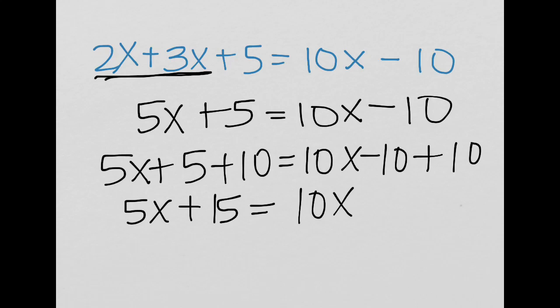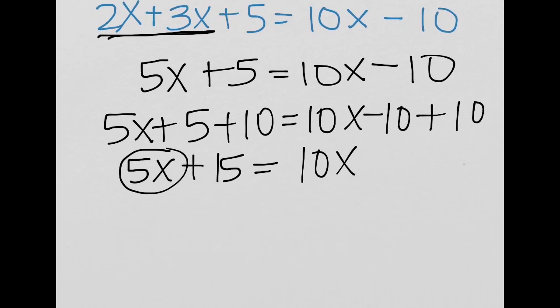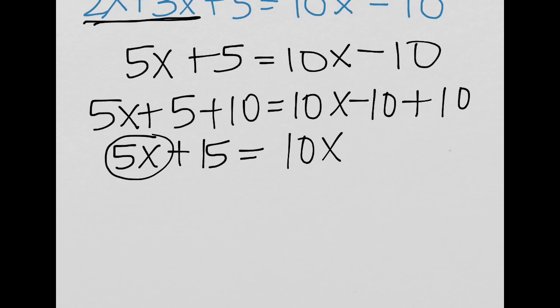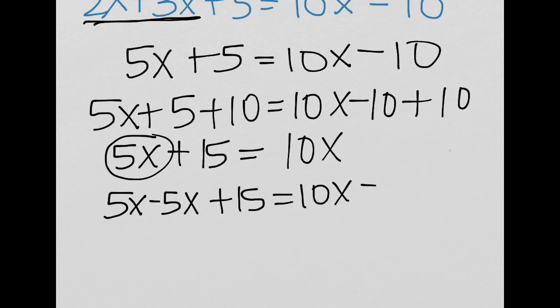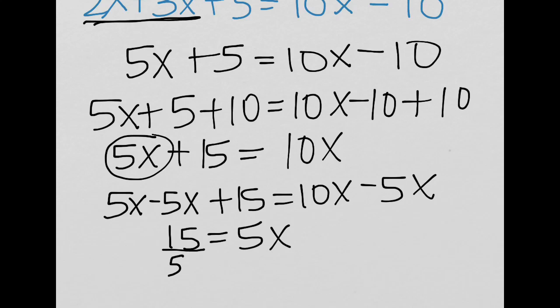Now I want to isolate the variables, or bring the variables to one side. So I want to get rid of this 5x. What do I do? I subtract 5x from both sides. So 5x minus 5x plus 15 is equal to 10x minus 5x. So that's 15 is equal to 5x. Now I need to divide by 5 on both sides, because what I do to one side I have to do to the other. And this gives me that x is equal to 3.